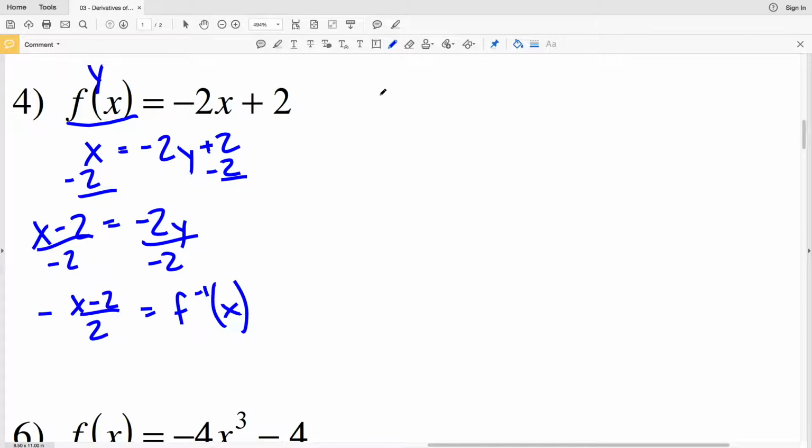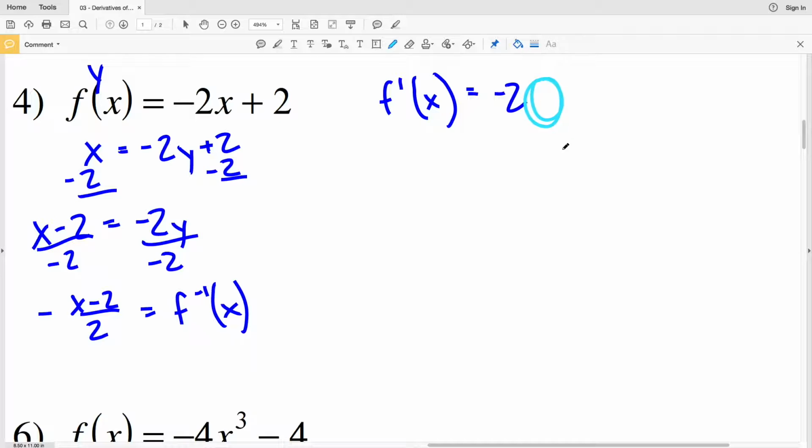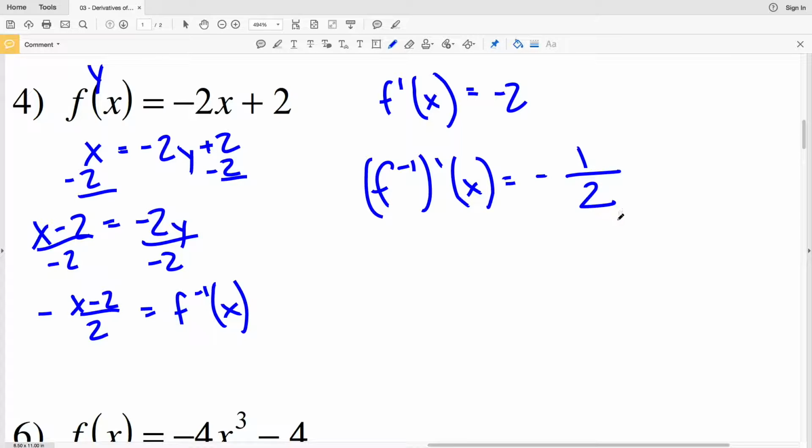Now for the derivative of f of x, or y prime, the derivative is equal to -2, because the derivative of a constant is 0 and the derivative of -2x is -2. Now note, again, I do not have a variable, so I cannot plug -x minus 2 in for any x value. Therefore, the derivative of my inverse function of x is equal to 1 over -2, or -1 over 2.